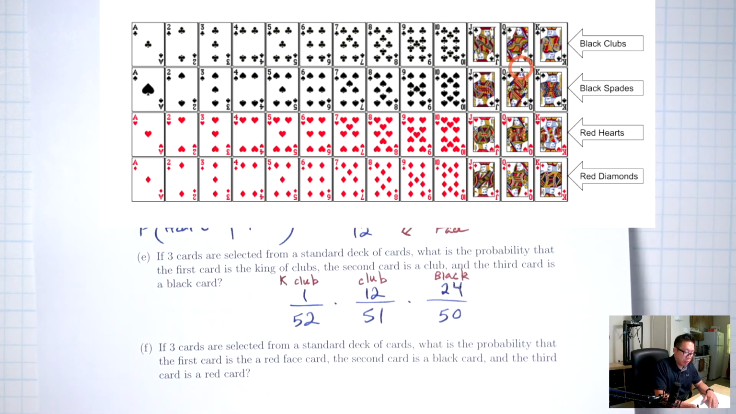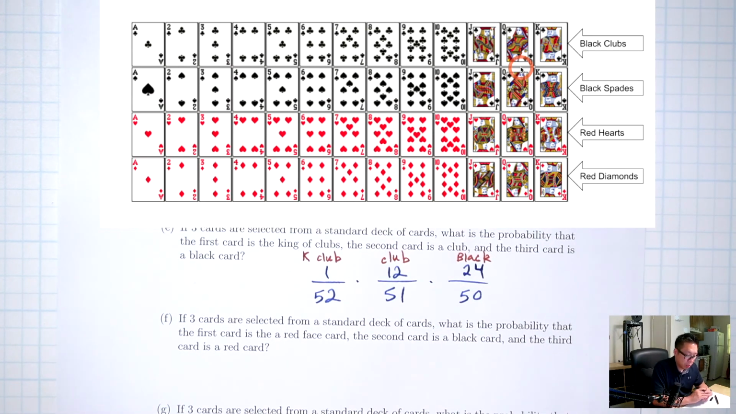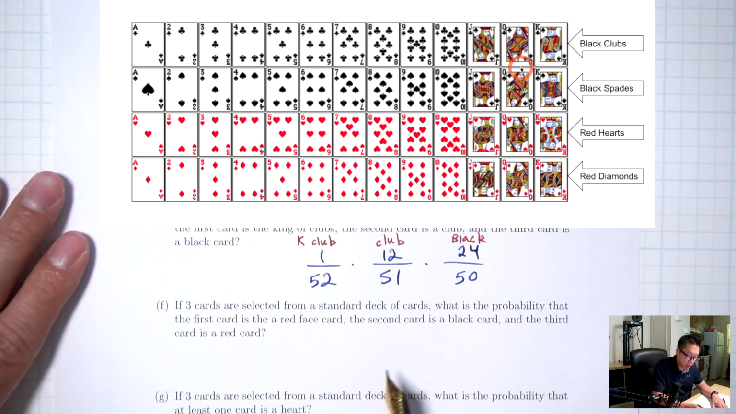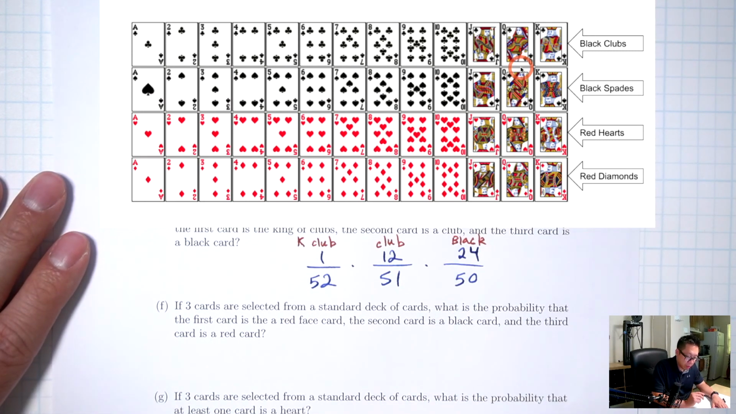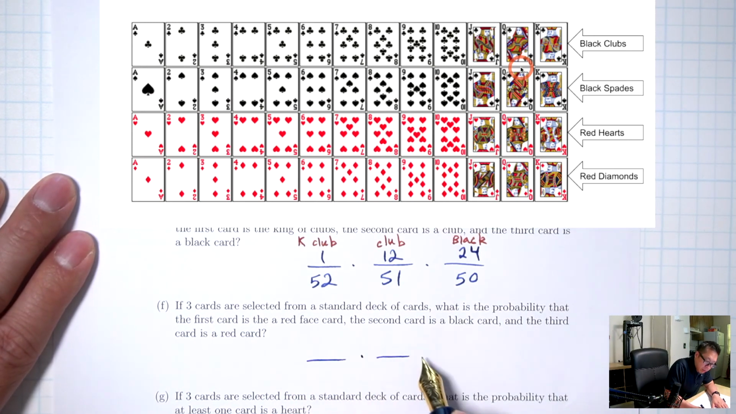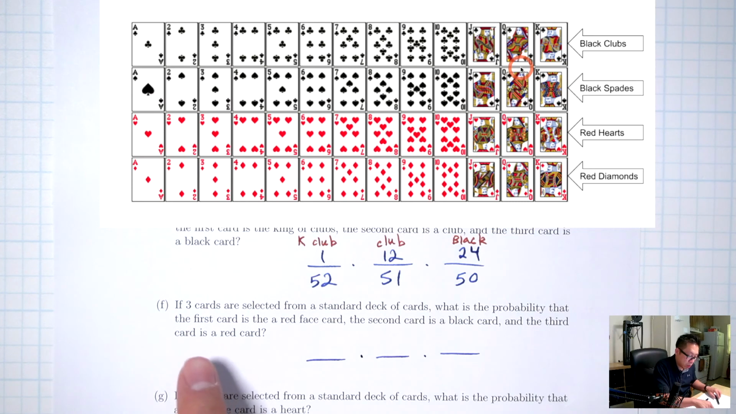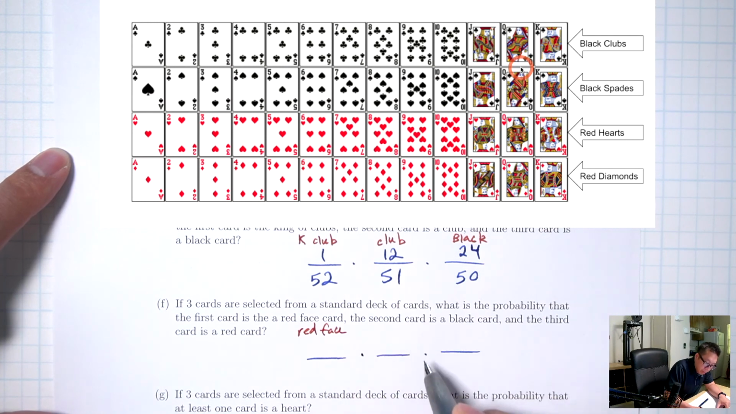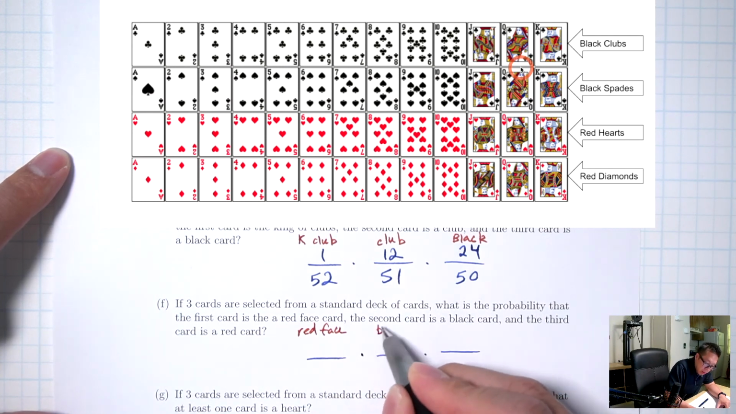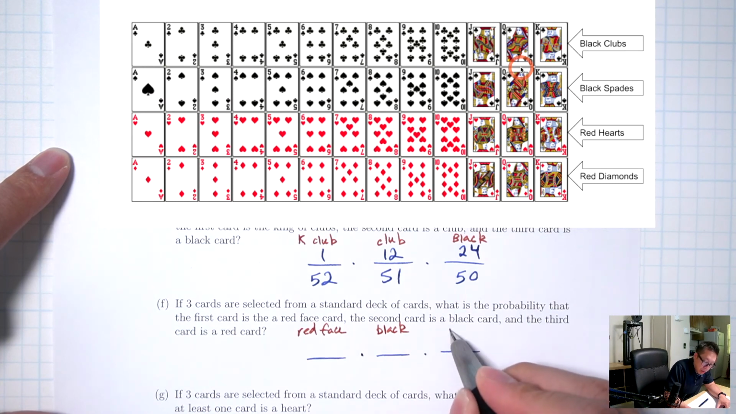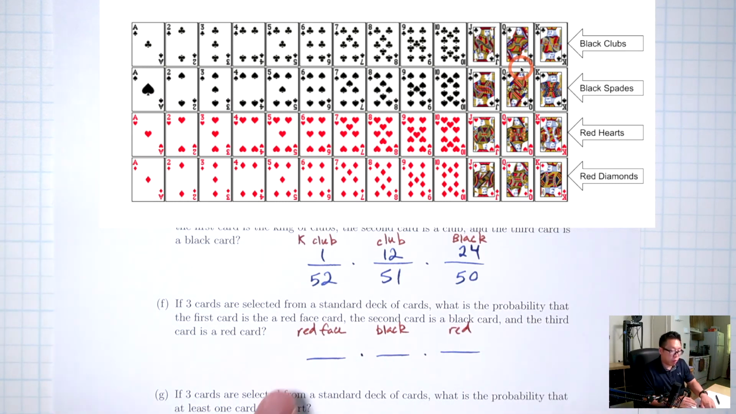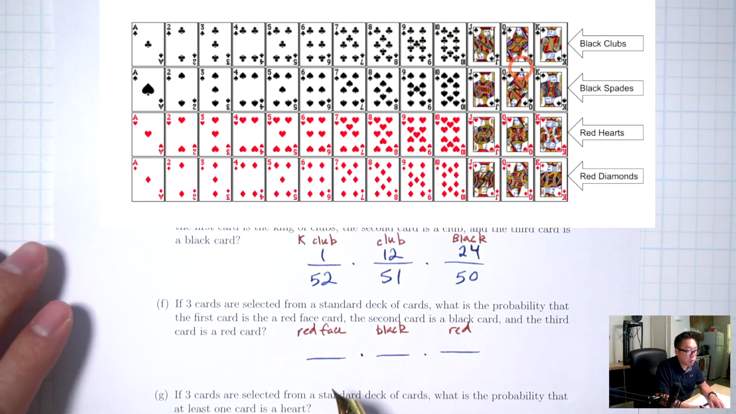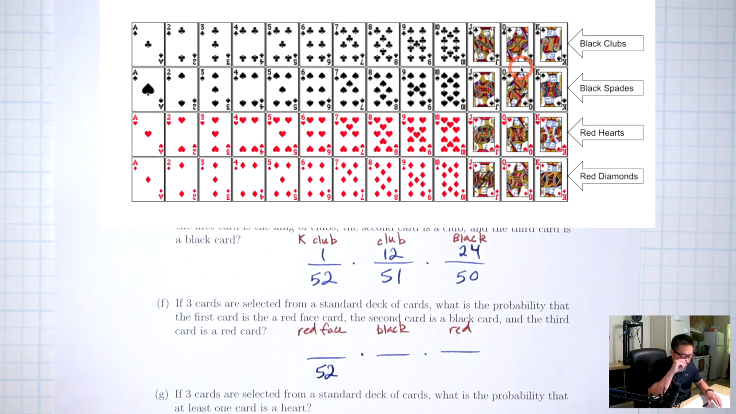Part F. If 3 cards are selected from a standard deck of cards, what's the probability that the first card is a red face card, second card is a black card, third card is a red card? Okay, 3 cards. First one, I want to be red face card, so red face. Second card, black. And third card, red card. Okay, first fraction, the bottom, total. How many cards total? 52. And then cards, you reduce. So we're down to 51 for the second fraction, and then 50 for the third fraction.